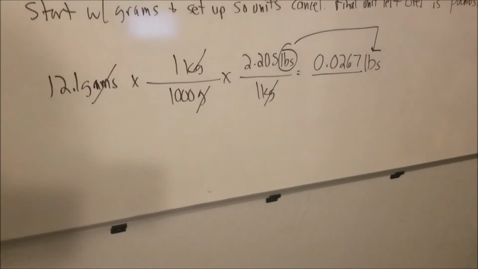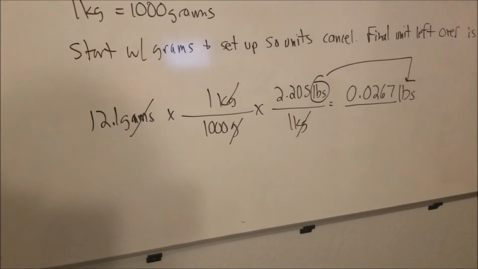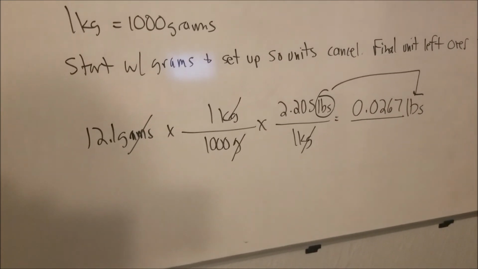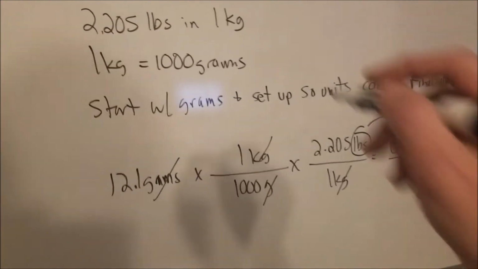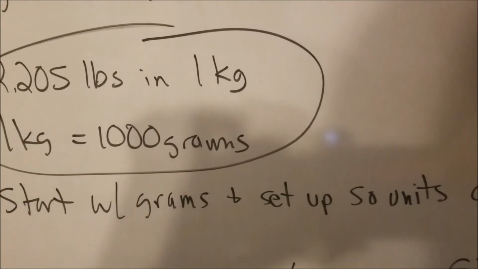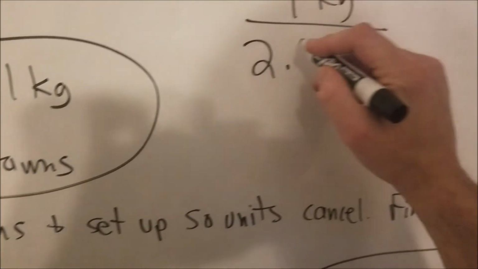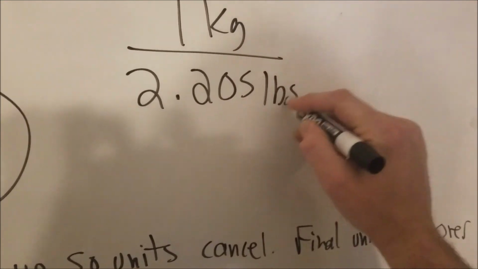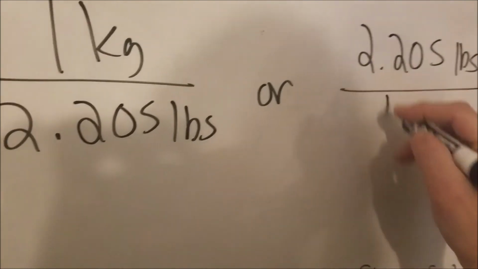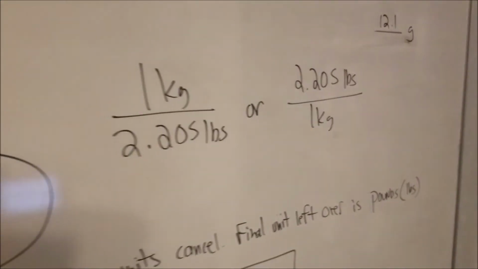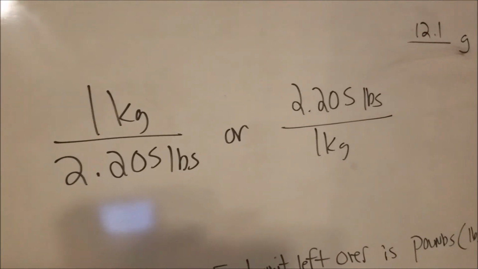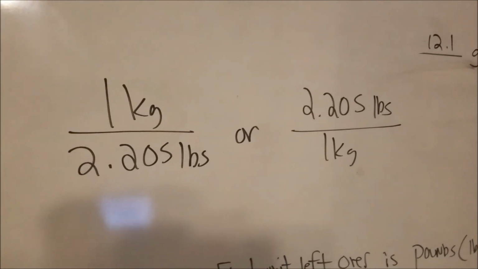Now, one thing when you are setting up dimensional analysis or unit conversion problems, the conversion factors can be written in two different ways. 1 kilogram equals 2.205 pounds, or 2.205 pounds equals 1 kilogram. So they say the exact same thing.